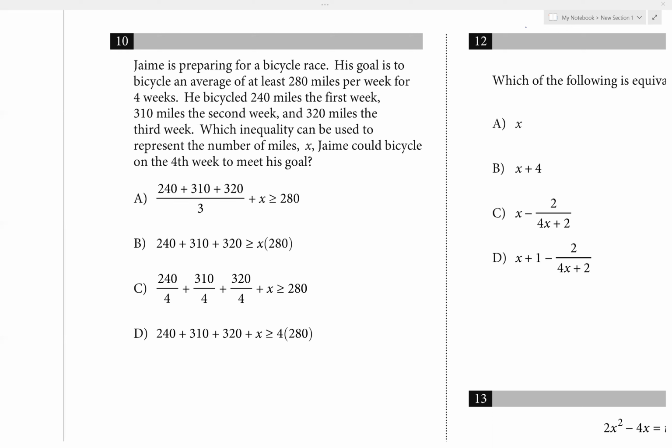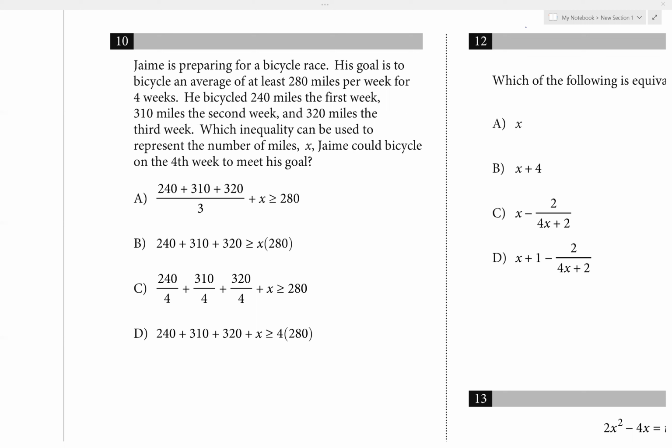All right. So we know his goal is to average at least 280 miles per week. So that's the average. And we know the numbers for the first 3 weeks: 240, 310, and 320. So pretty much we're trying to figure out the number for week 4 so that he can average at least 280 miles. To solve for the average, we need to add up the total for all 4 weeks, and then we divide it by 4, and that should give us the average. So instead of looking at the answer choices, let's just try to write our own equation.